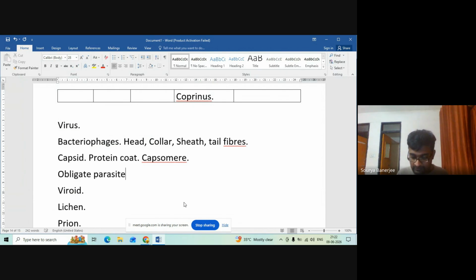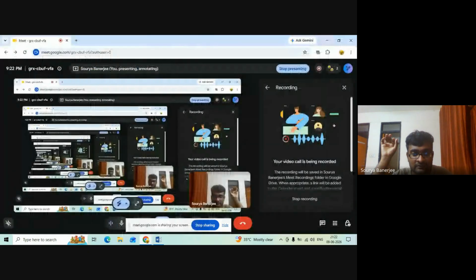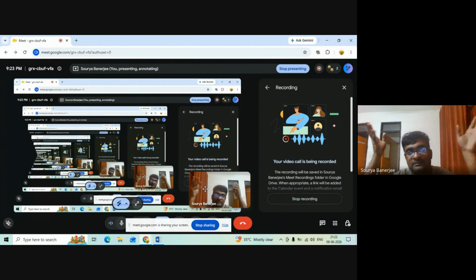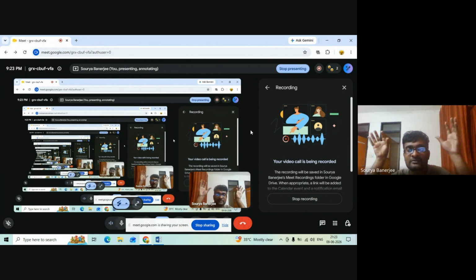What is the meaning of obligate parasite? Because if you take a virus and keep it on a table, it is acting as a non-living creature. But once you enter the virus in any living body, it will act as a living creature. That means they are obliged to depend on a host. So that's why they are called obligate.